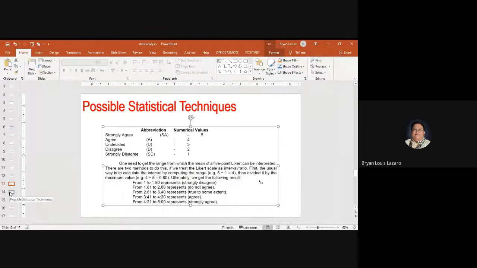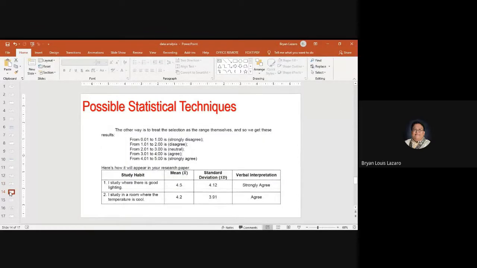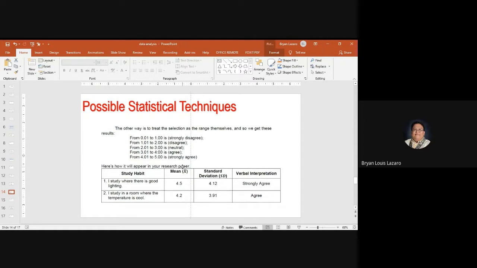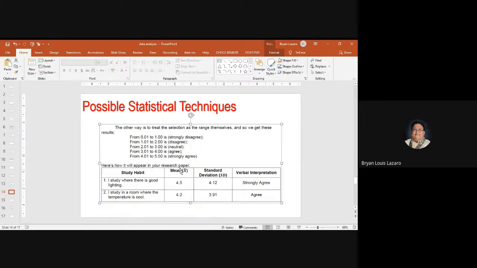So, ayan na nga, meron tayong possible statistical techniques. Ayan, tignan nyo, may verbal interpretation siya. Ngayon, class, pag pinresent nyo na yung chapter 3 ninyo, chapter 3 ito yung data analysis. Chapter 4 at chapter 2, ilalagay nyo lang yung mga formula. Sa chapter 3, i-apply nyo na yung formula sa mga data ninyo. Kapag pinresent yun sa akin, hindi ko makikita yung formula, guys, ha? Wala akong makikitang computation. Summary na lang ang makikita ko dyan, like this one. This is how it will appear in your research.